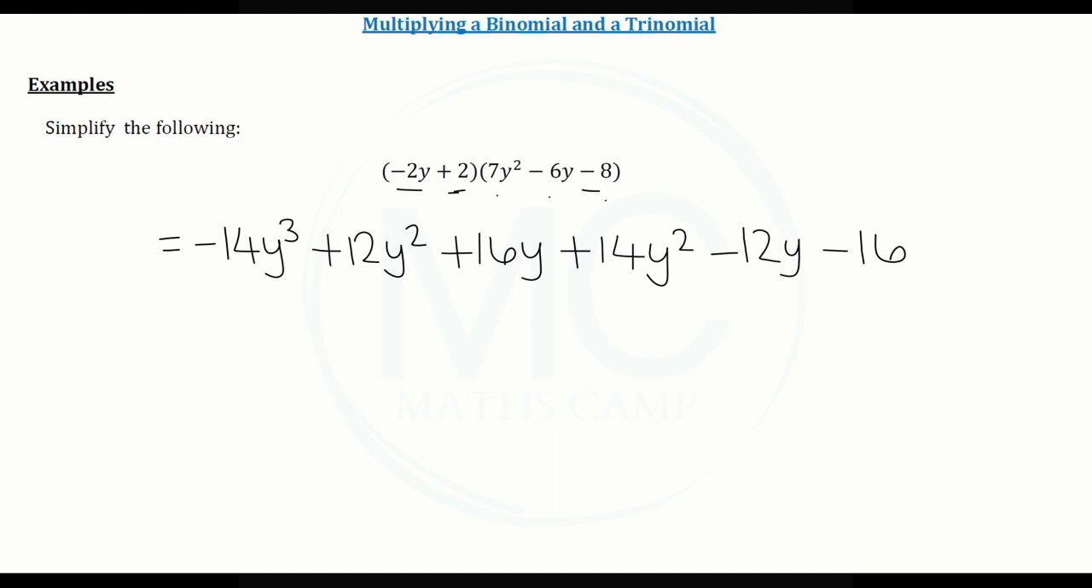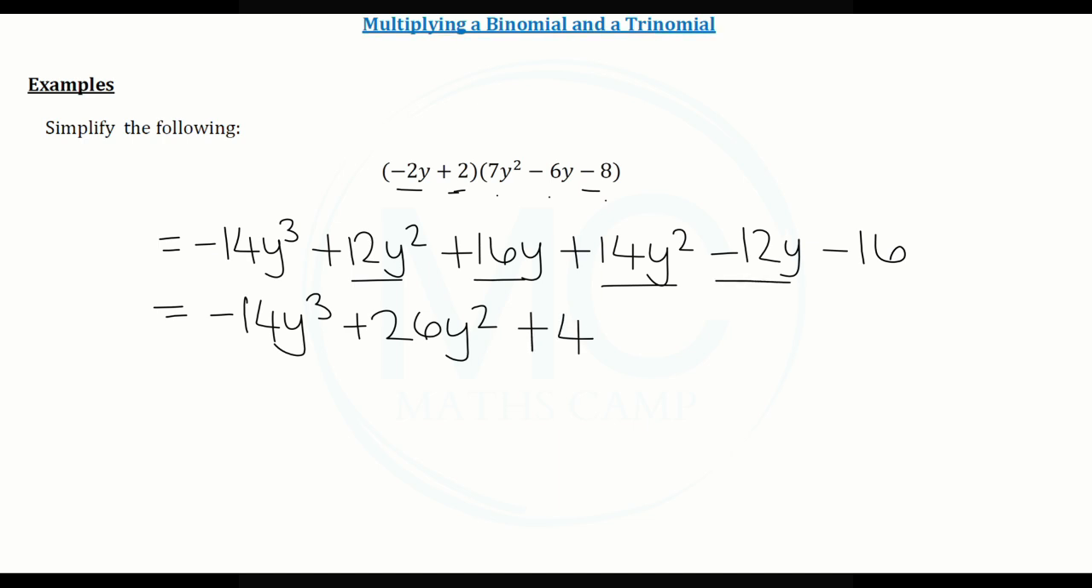Once again, we can add like terms. We have negative 14y to the power of 3. Then we have 12y squared and 14y squared, which gives us 26y squared. Then we have 16y minus 12y, which gives us positive 4y, and then minus 16.